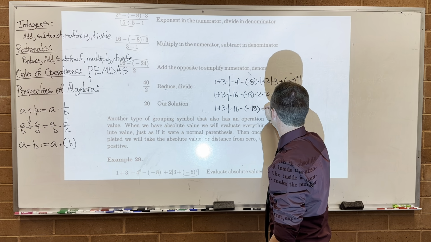Because every two negatives turns into a positive. Those two combine to make a positive, right? So right now we're negative. Multiply by that, we're positive. Multiply by that, we're still positive. Multiply by that, now we're negative.